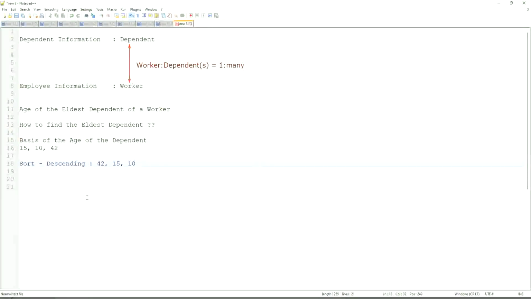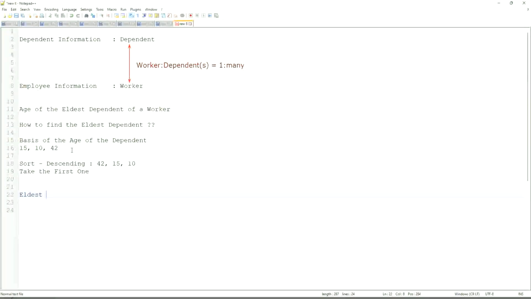And then what would you do? Take the first one. So sort descending, and take the first one. That is equivalent to the eldest. Right. This is the eldest.